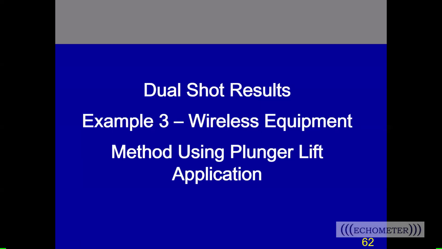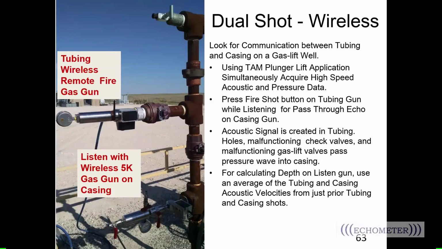So for our wireless equipment operators, because of the wireless equipment, you've got a particular channel. You have two channels coming off of each gun, one for pressure and one for acoustic. All right, and that's coming into your base station. Your base station is only able to get those two channels for your fluid level shot. So there's no way to perform this using one base station and two guns.